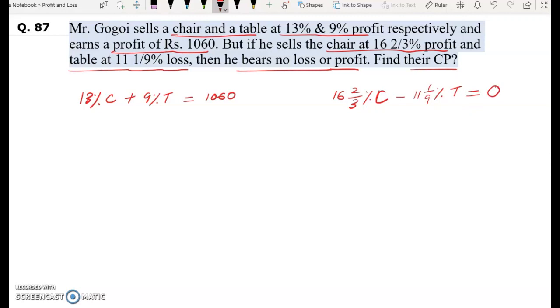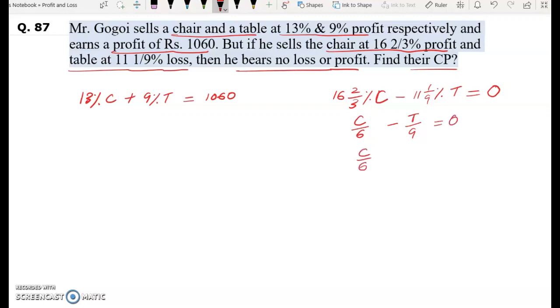No profit, no loss. Now 16.2 by 3% in fraction, we know it's 1 by 6. So 1 by 6 of C can be written as C by 6. 1 is the numerator. And 11.1 by 9% in fraction, we know it's 1 by 9. So this will be 1 by 9 of T. So 1 we can ignore it. So this will be T by 9 is equal to 0.